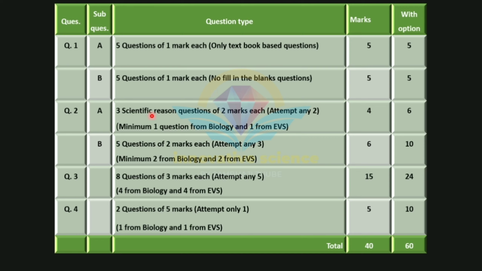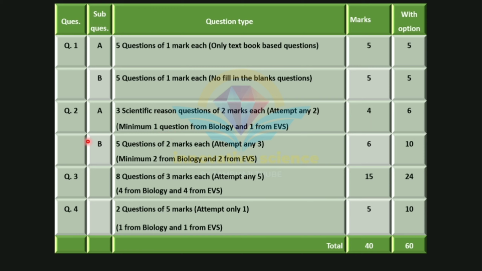Next question is question number 2A. Here also there are 3 questions for 2 marks each. You have to attempt any 2. Remember this: at least 1 question will be from biology and 1 question will be from environmental science. All these questions are scientific reasoning questions.